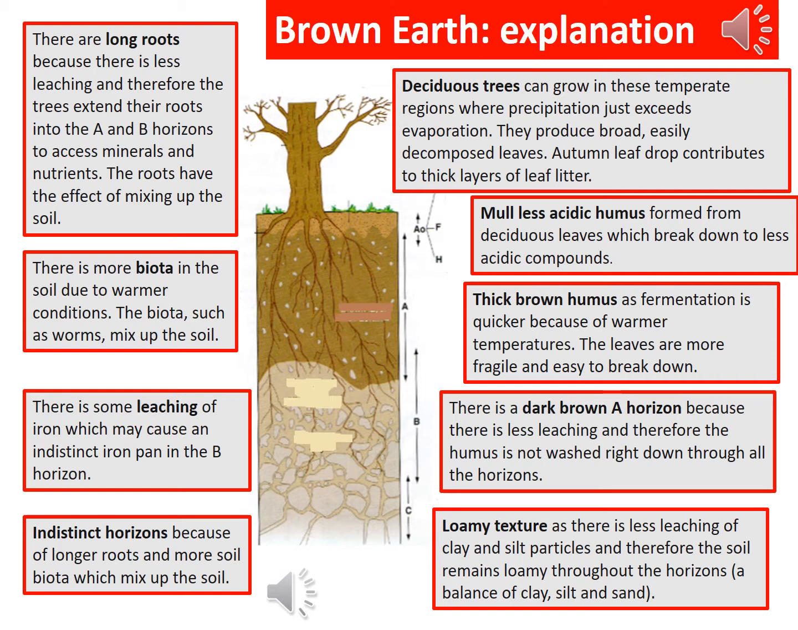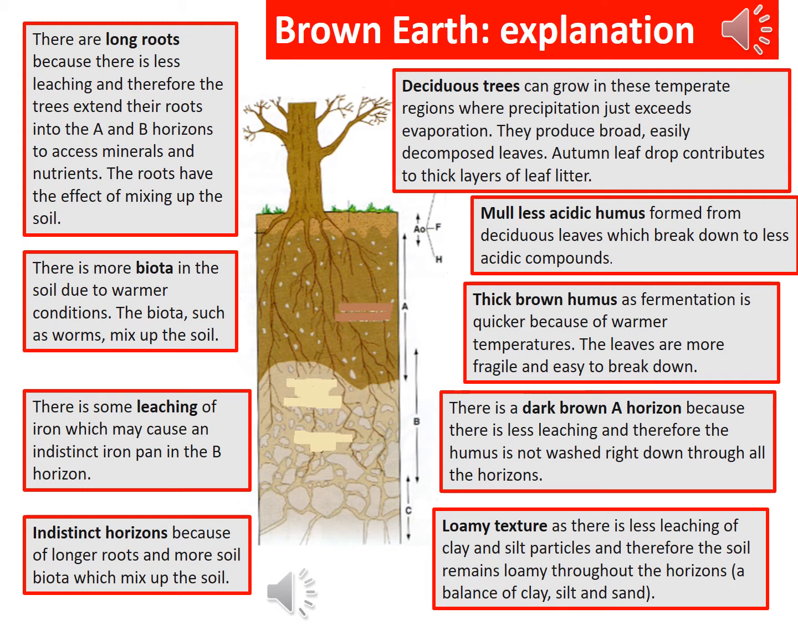Let's start on the right hand side, so I think I'll do two sound clips for this. Deciduous trees. In the previous description, we could see that we had broad leaves from our deciduous trees. The reason why we have deciduous trees is because this is a more temperate region. So remember back to your latitude, and brown earth is found in parts of Europe like Germany and the UK. So precipitation is just exceeding evaporation here, and we've got a milder climate.